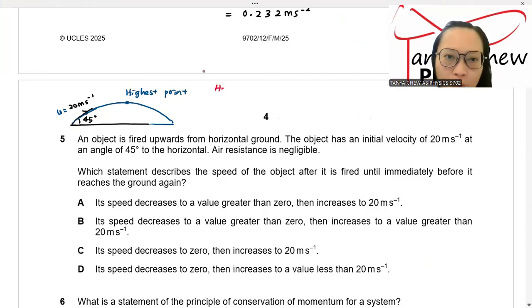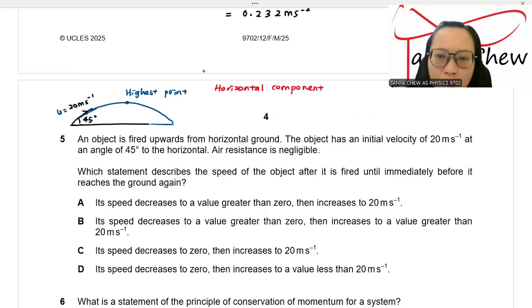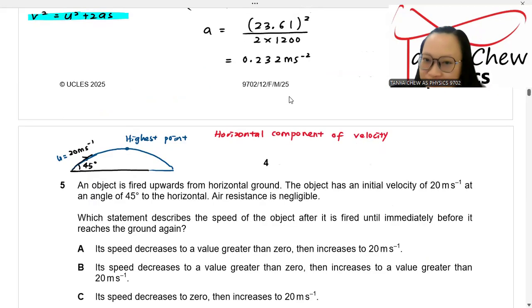Bear in mind, for projectile motion, you can divide the velocity into horizontal and vertical directions. The horizontal component of velocity is always constant. So it is always the same, right? The magnitude of the horizontal component of its velocity is always constant.